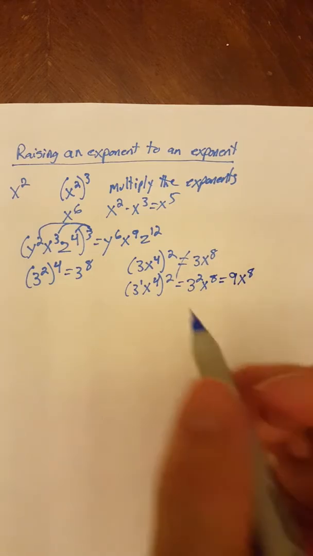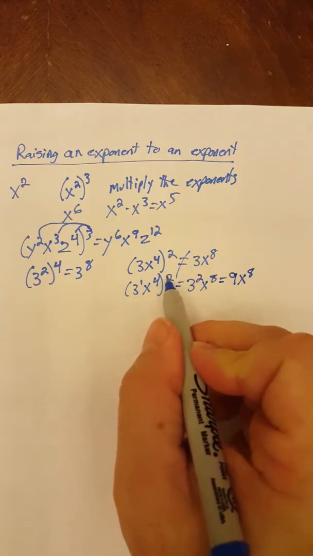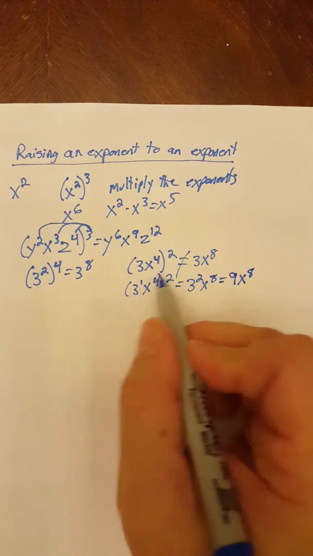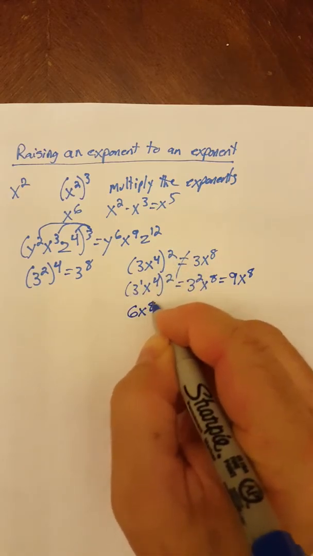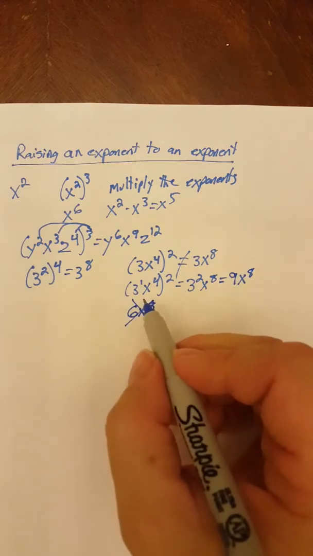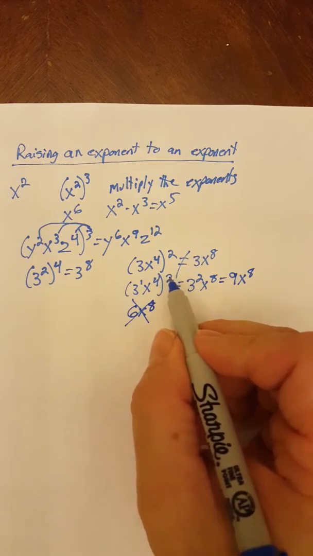The other mistake that people will make with this sometimes is they'll go and take the 3 and just multiply it by 2. They'll forget about the exponent and they'll just multiply these two, so they'd end up with 6x to the 8. And that, again, is wrong. You don't multiply the coefficient times the exponent. You multiply its exponent times the other exponent.